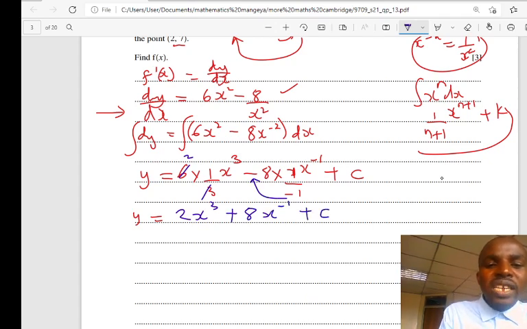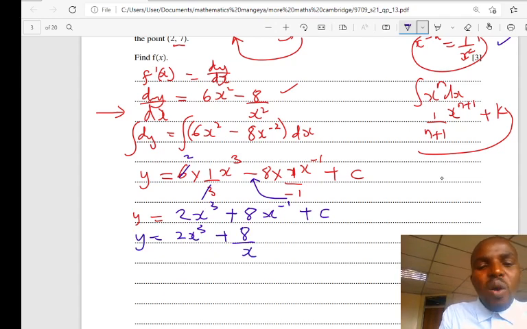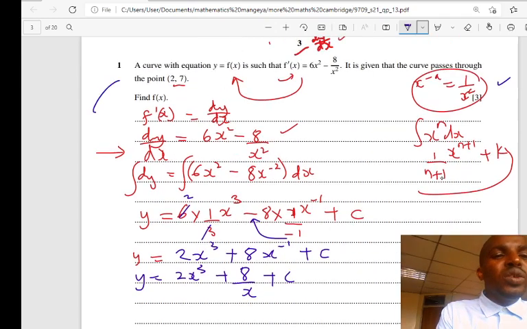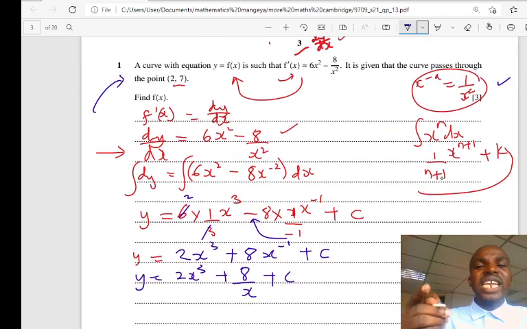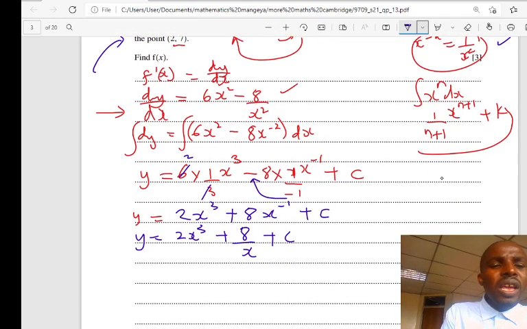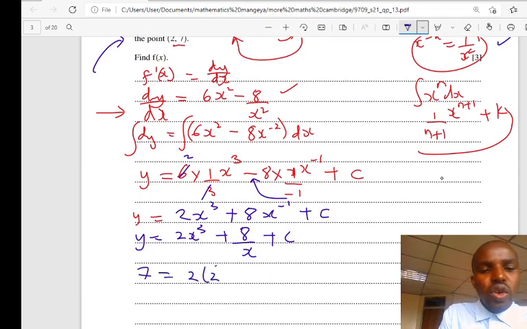Then I can also apply the laws of indices here, the same law of negative powers. It will be y equals 2x cubed plus 8 over x to the power 1, then plus c, like this. Now you substitute. Use this point, because this point lies on the curve. It satisfies the equation of the curve. That's the coordinate point used to find the value of the constant. x is 2, y is 7. So you put 7 here: 2 cubed plus 8 over 2 plus c.